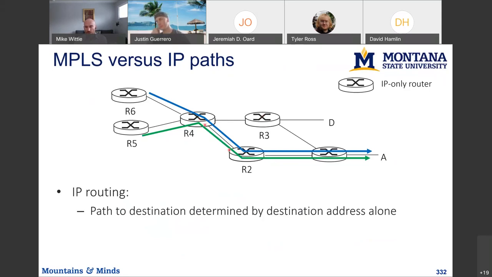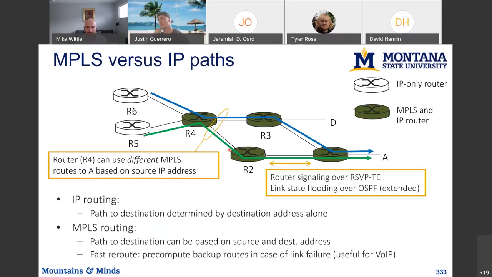It just makes a single decision to forward it on some path closer to the destination. There's not a whole lot of flexibility there in the way we've been discussing IP forwarding. MPLS, on the other hand, could do different things. It could decide that flows from a different source will be forwarded on different paths. These flows, the flow at R5 and the flow at R6, could be labeled differently. And based on those incoming labels, incoming virtual circuit IDs, this router could forward it in different directions.